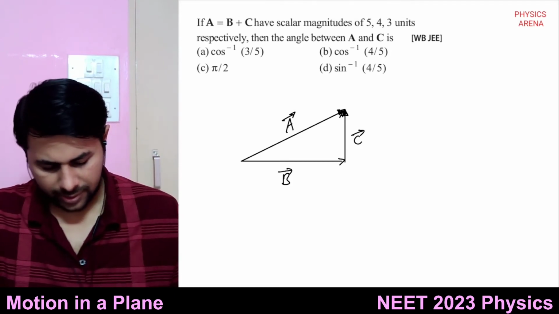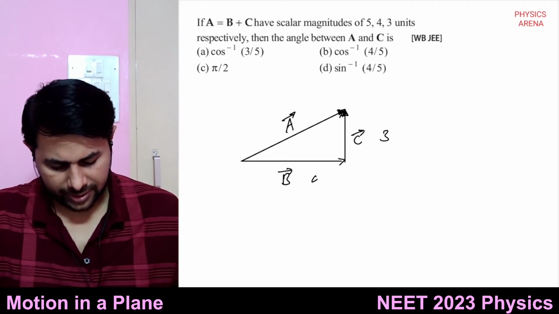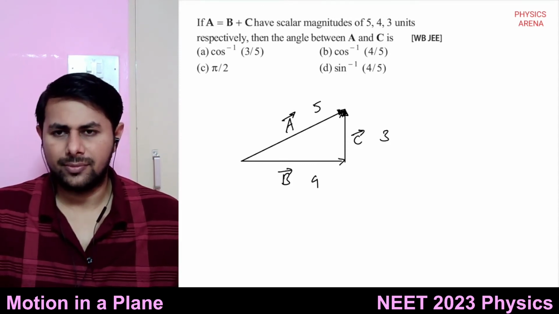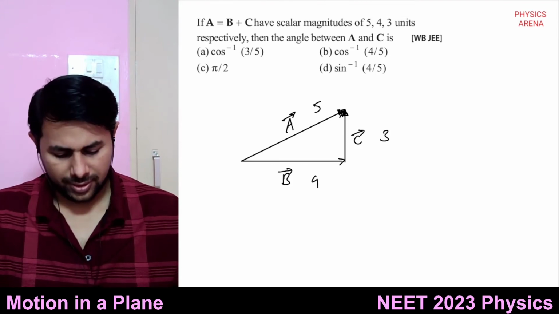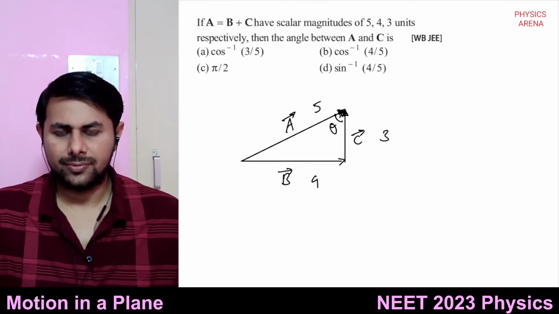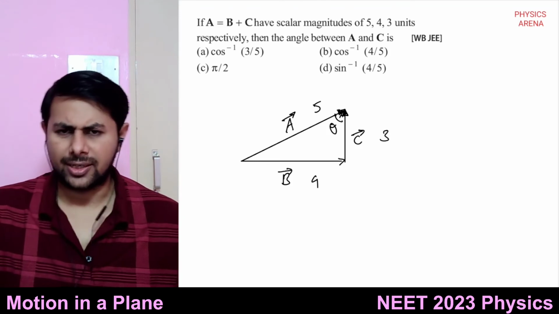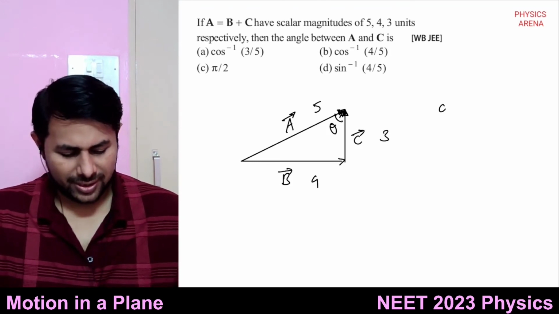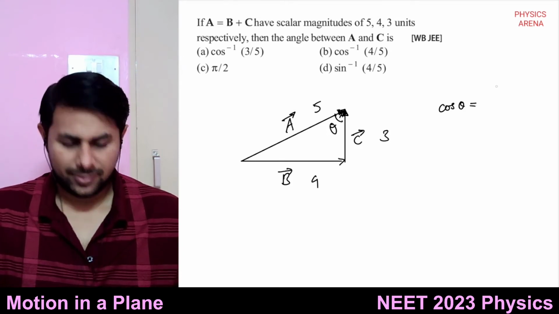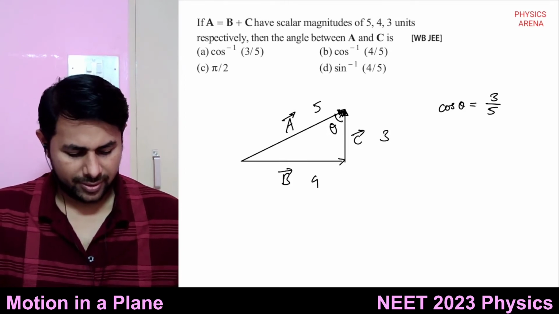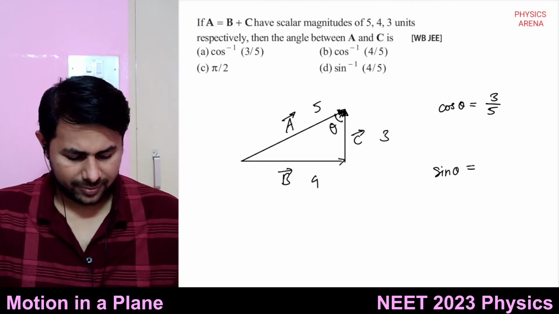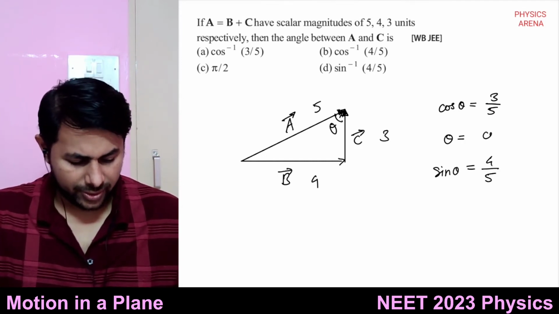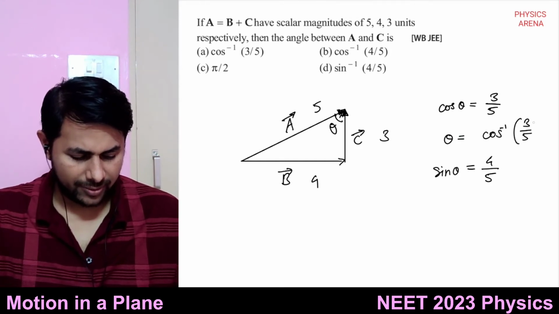So the length of this side is 3, the length of this side is 4, right? The length of this side is 5. So this is the angle theta. What is sine theta and what is cos theta? Can you tell me? Cos theta is 3 by 5, and sine theta is 4 by 5. So theta equals cos inverse of 3 by 5.